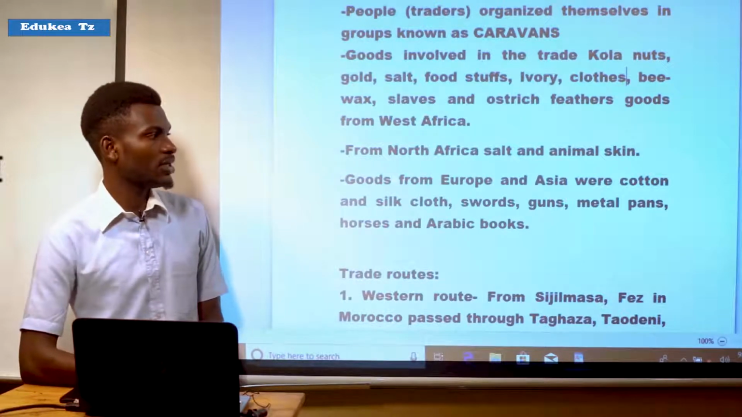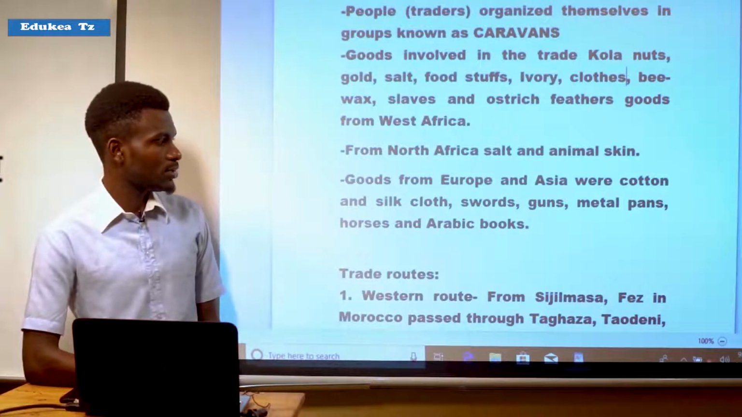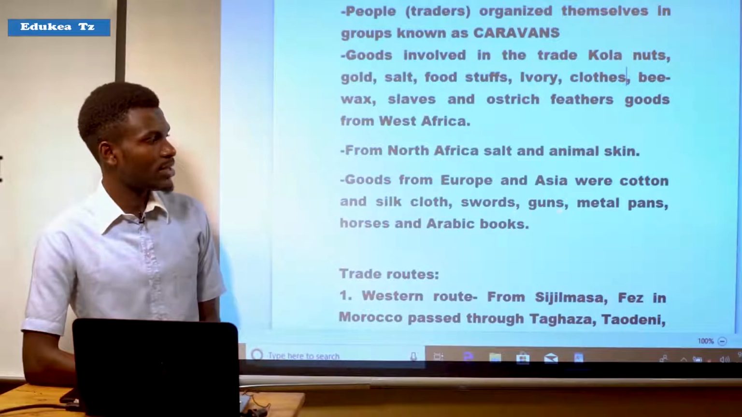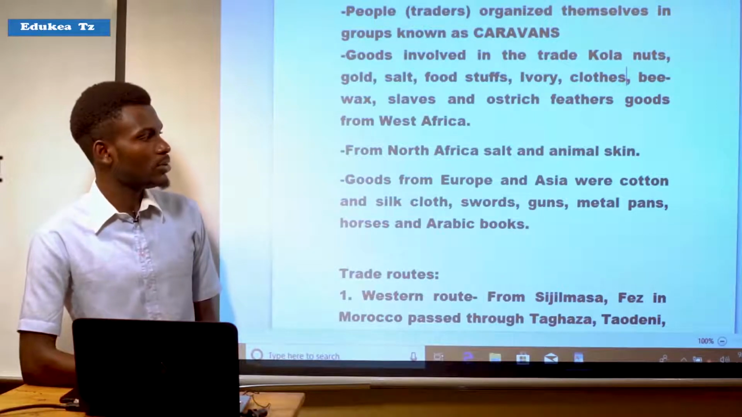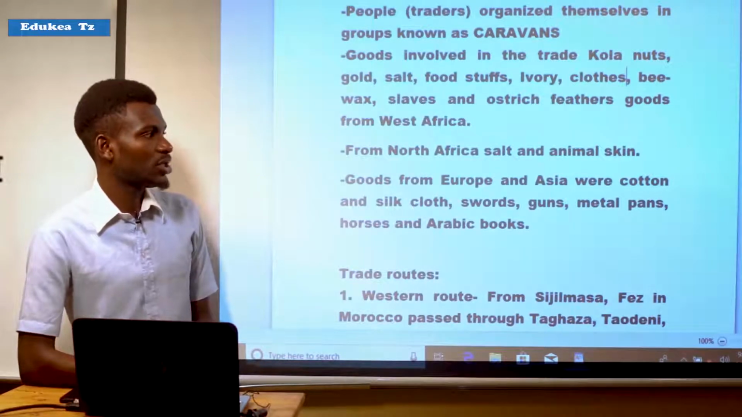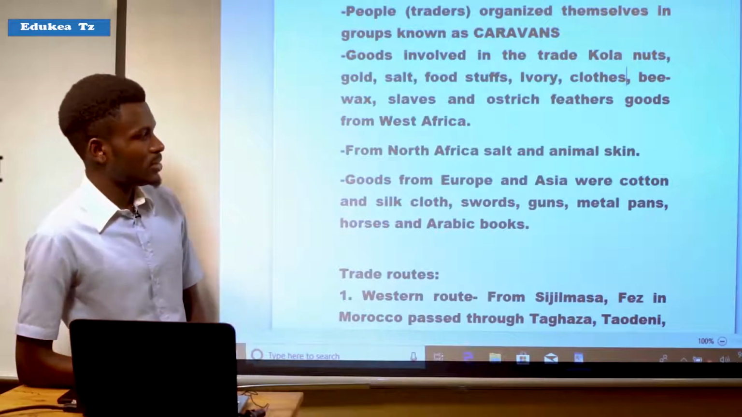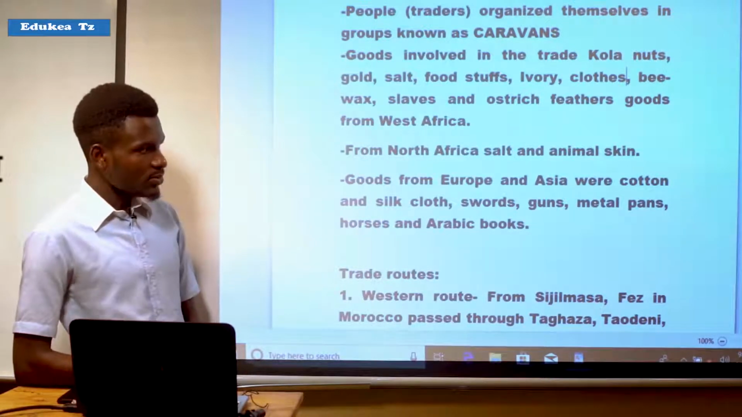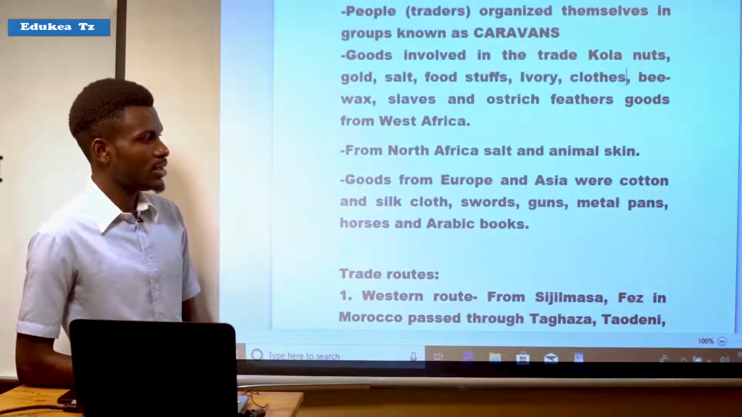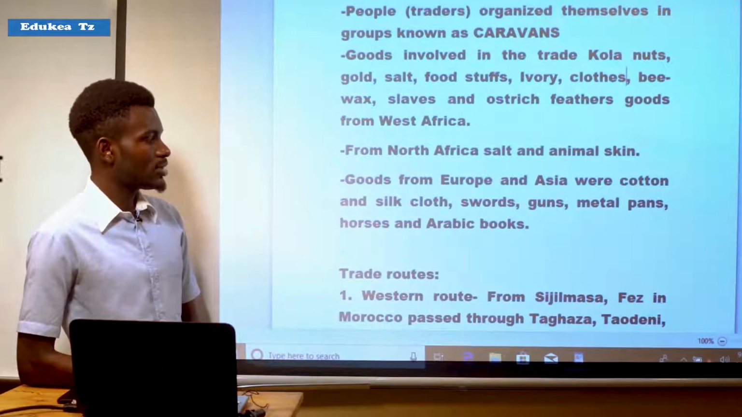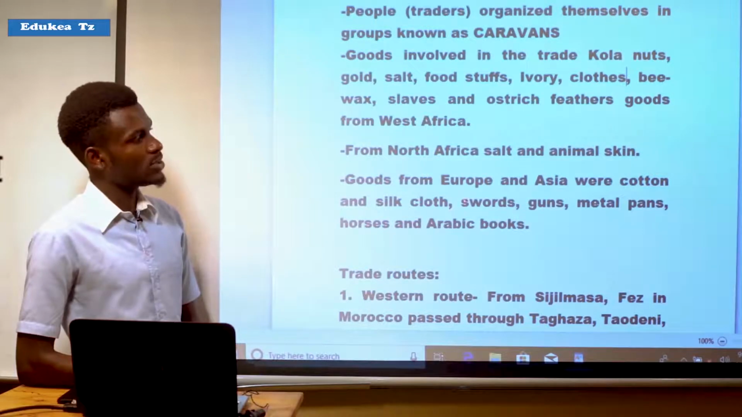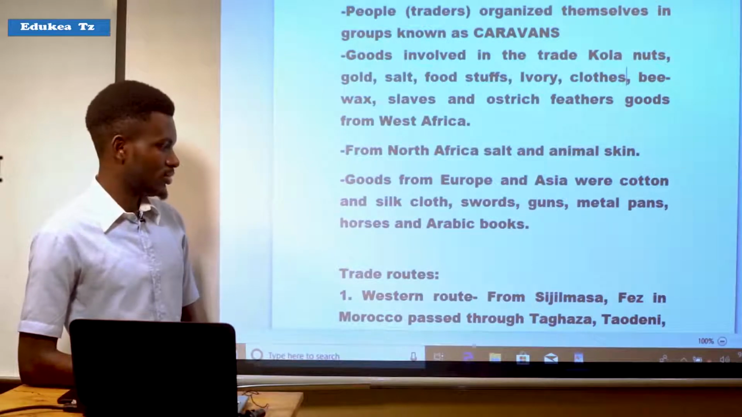And the goods from Europe and Asia were cotton and silk cloth, swords, guns, metal pans, horses, and Arabic books. These were goods which were brought from European and Asian regions, and they were exchanged with the trade items of the Africans.